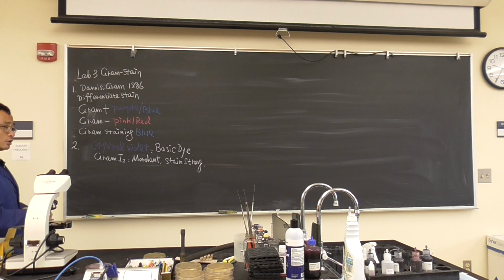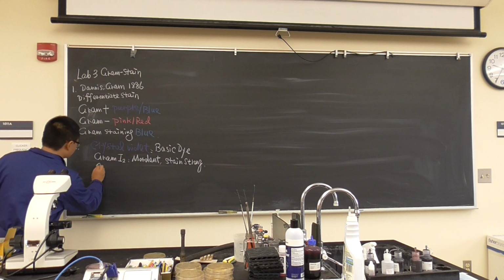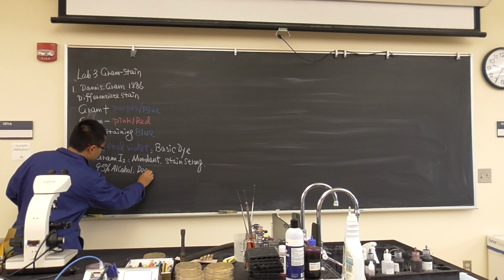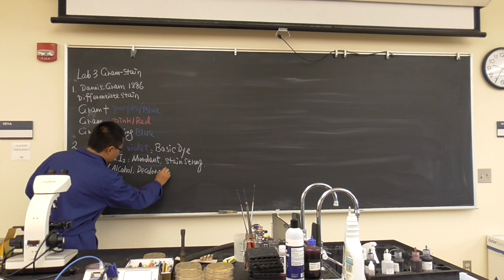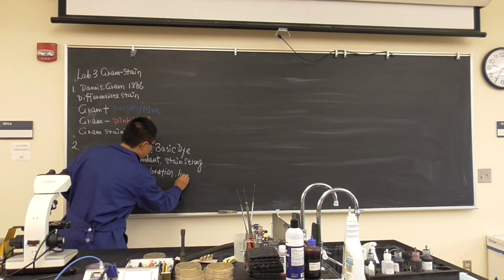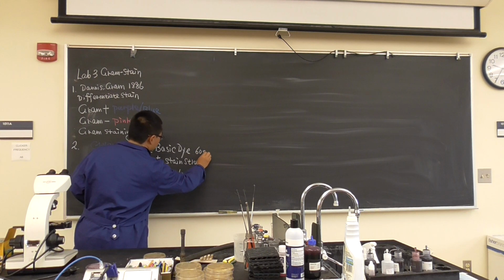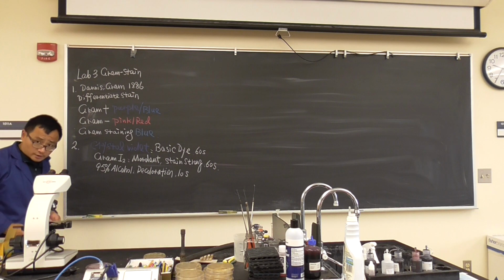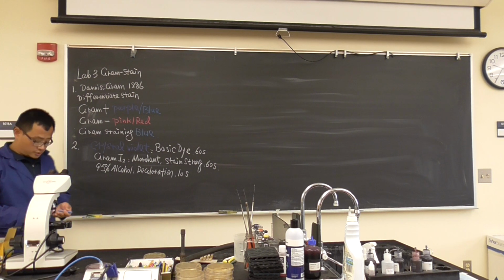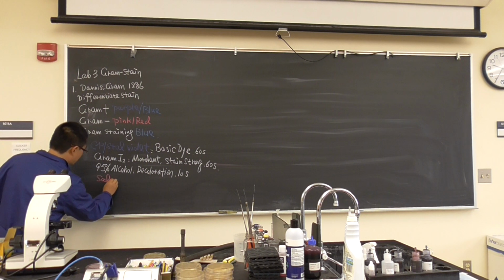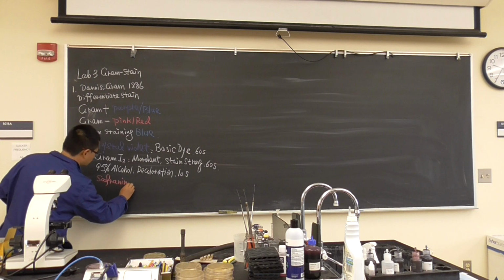Then the third step uses 95% alcohol, and this step we call decoloration. The decoloration step should be short, about 10 seconds, or at most 60 seconds. After decoloration, ideally there is no color, therefore we have to add something. So finally, we add safranin, which we call the counterstain.